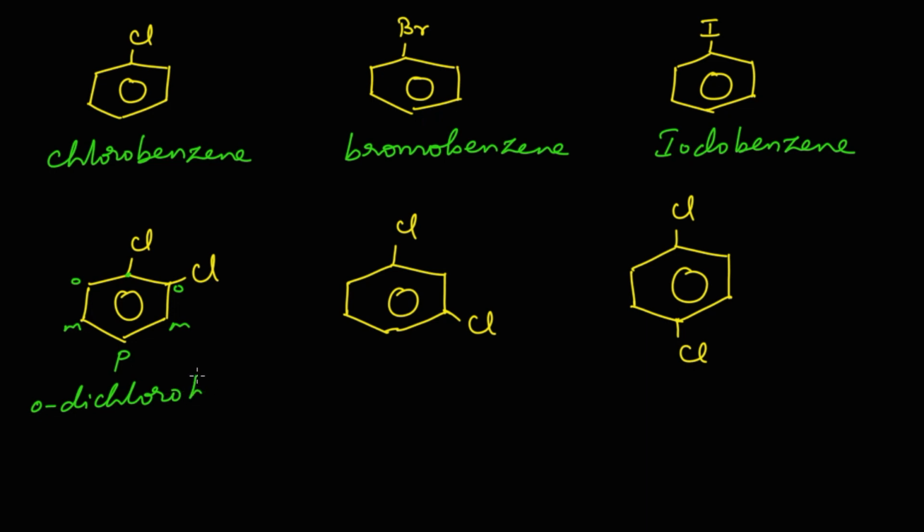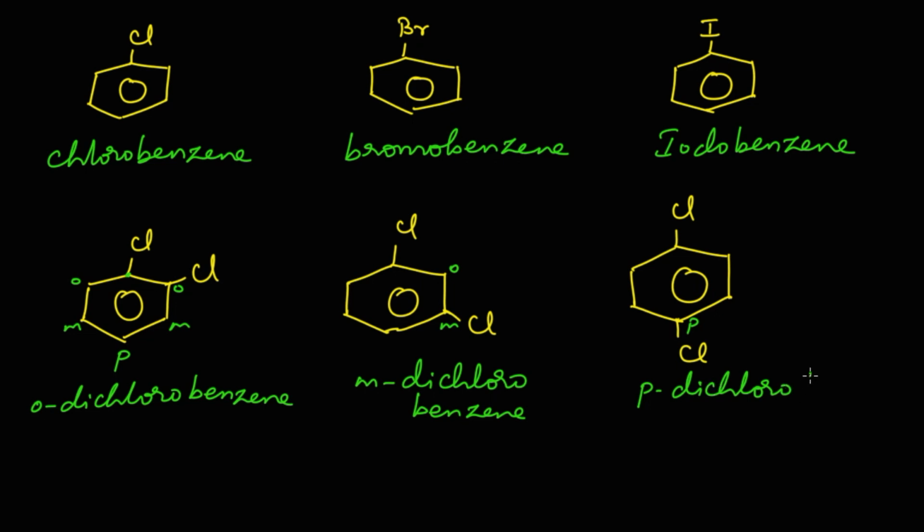So ortho dichlorobenzene. In the same way, this is ortho and this is meta. So meta dichlorobenzene. And this one, this is para position. So the two chlorines are attached. It is known as para dichlorobenzene.